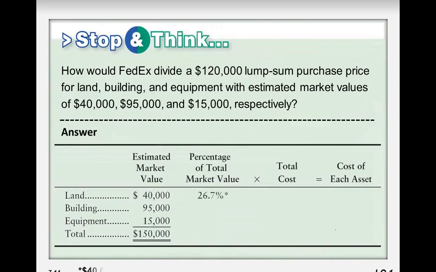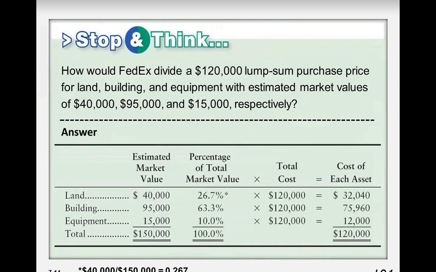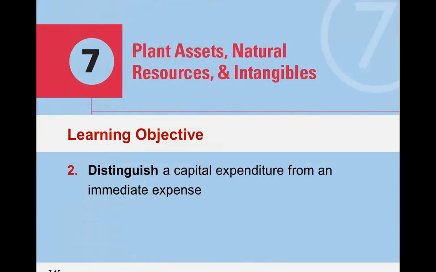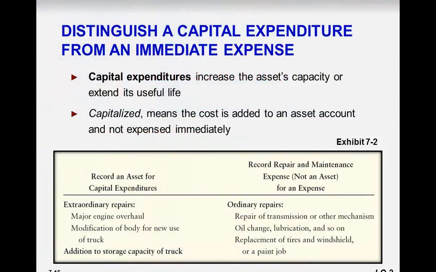And this is just a little illustration again of doing the same thing. How do we know the difference in a capital expenditure versus an immediate expenditure? A capital expenditure is something that is going to extend the life of an asset, or its capacity. It can do more work or it'll last longer. Again, capitalized means the cost is added to the asset account and not expensed immediately.